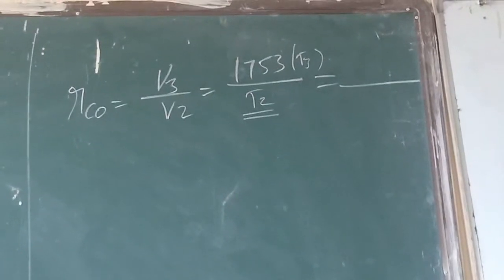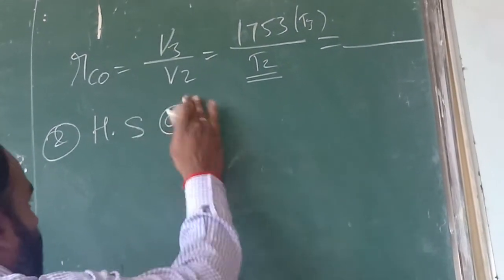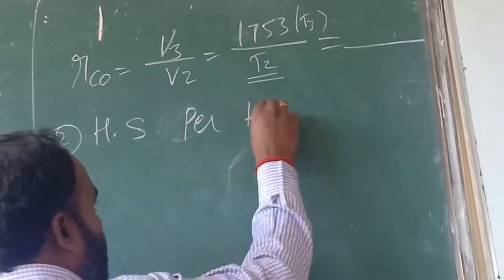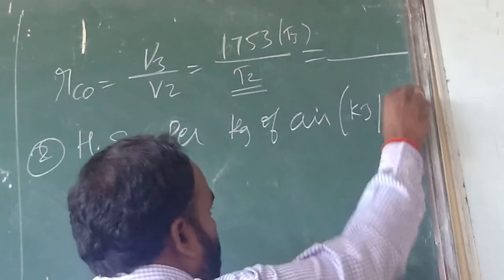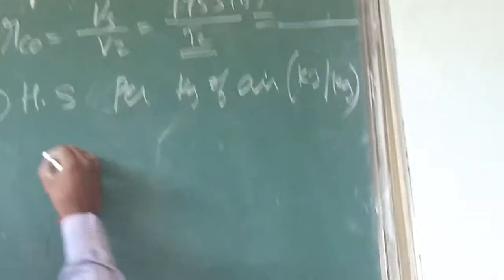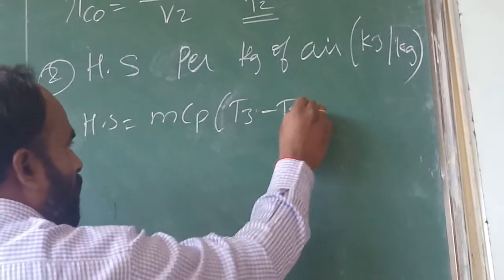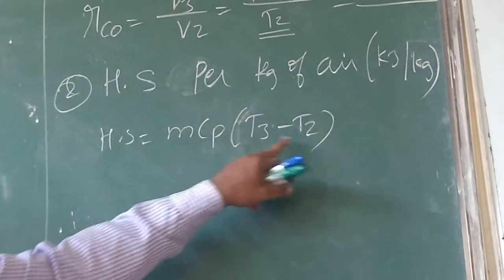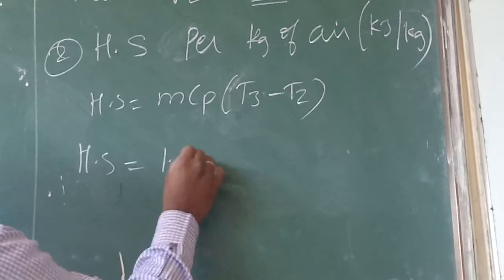Cutoff ratio is done. The second question is the heat supply per kg of air, and the unit should be kilojoule per kg. What is the heat supply? Heat supply is process 2 to 3. Since it is a constant pressure process, we can write the equation heat supply equal to m Cp (T3 minus T2). T3 is given in the problem and T2 we have calculated. Then we can find the heat supply per kg only, so m equals 1, Cp equals 1.005.